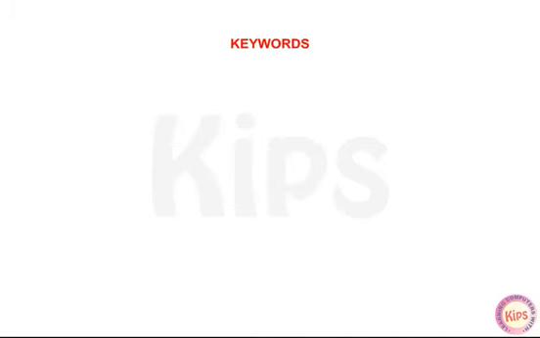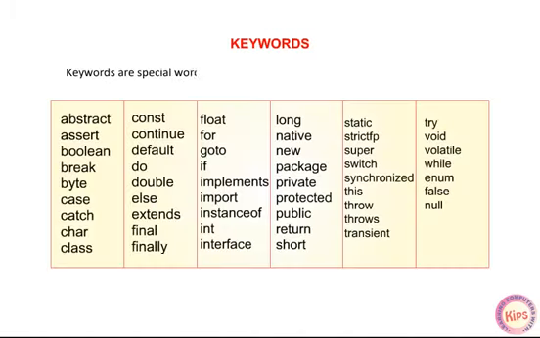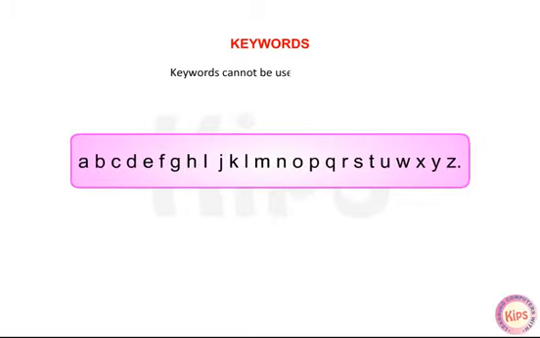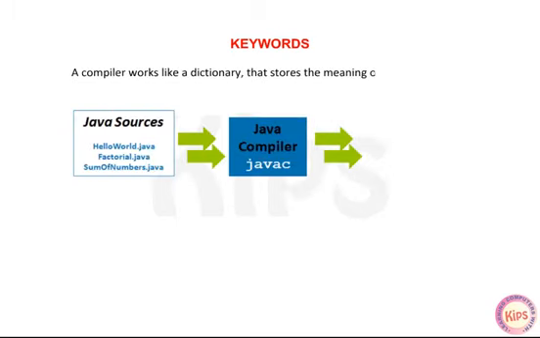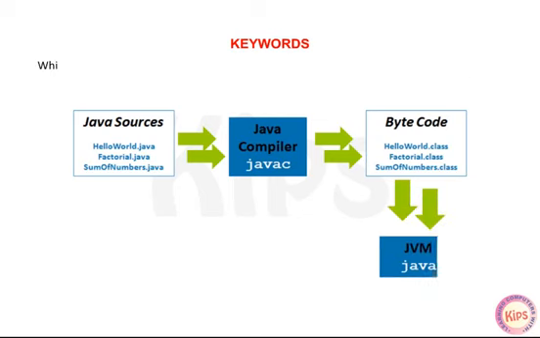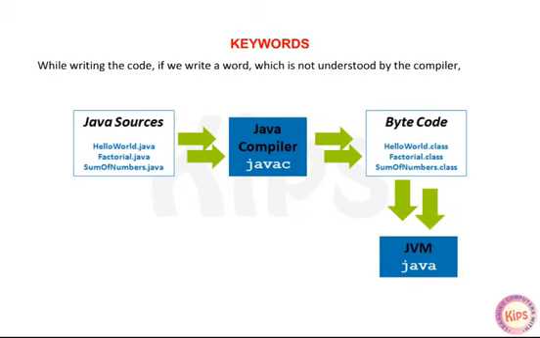Let us discuss keywords. Keywords are special words that have special meaning in a programming language. They represent a specific task to be performed. Keywords cannot be used as identifiers. All keywords are used in lowercase. A compiler works like a dictionary that stores the meaning of all keywords. While writing the code, if we write a word which is not understood by the compiler, it raises an error.